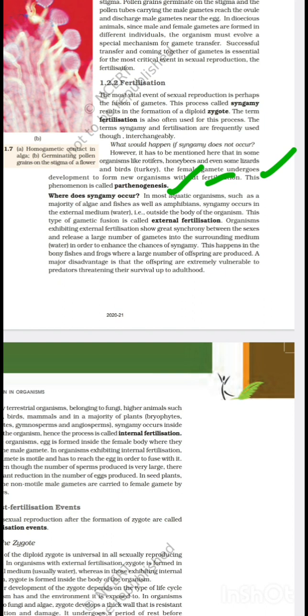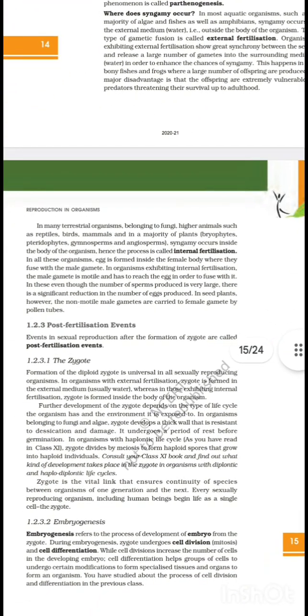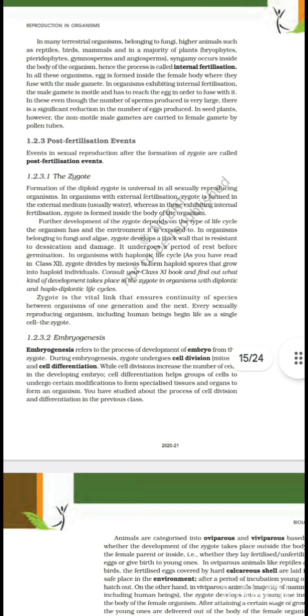Where does syngamy occur? In most organisms, such as the majority of algae and fishes, syngamy occurs in the external medium. This type of gamete fusion is called external fertilization. In many terrestrial organisms, such as fungi and higher animals like reptiles, birds and mammals, syngamy occurs inside the body, called internal fertilization. After fertilization, the zygote is formed from the fusion of male and female gametes, which is diploid in nature. It will divide to form the embryo and then a complete new organism.